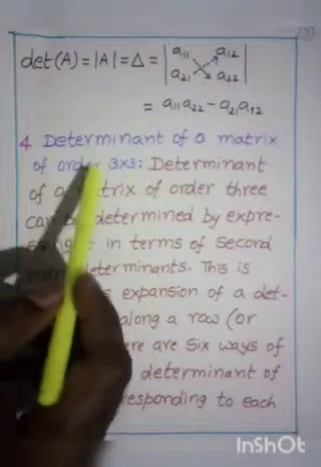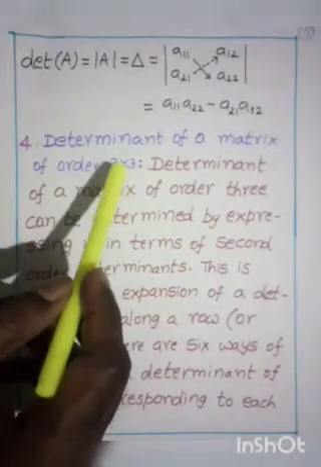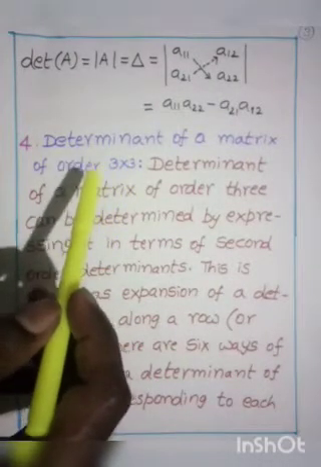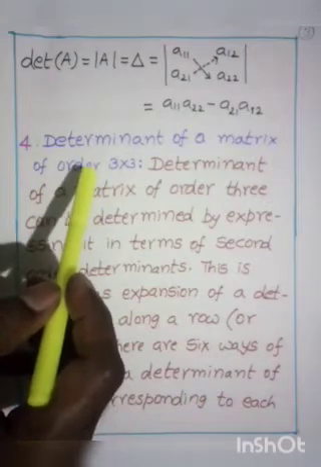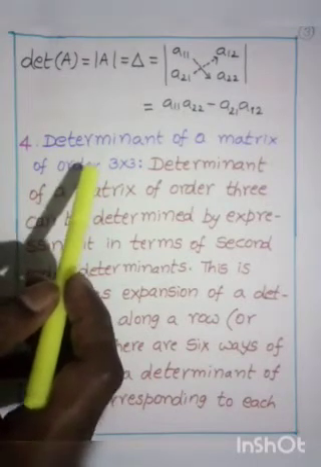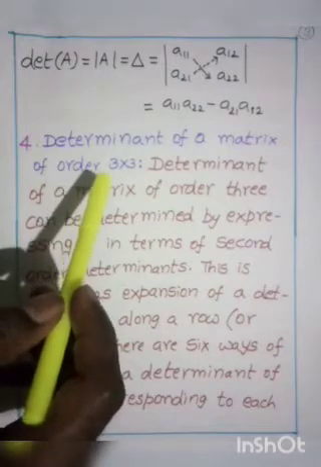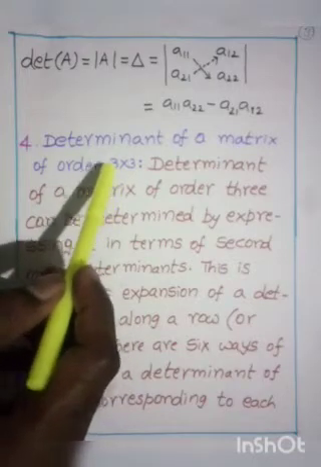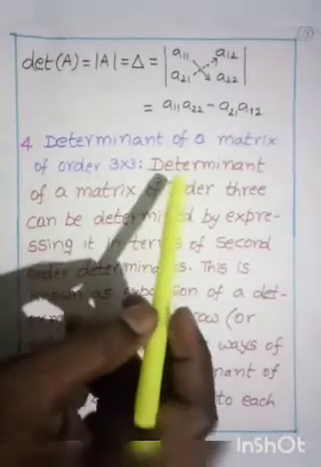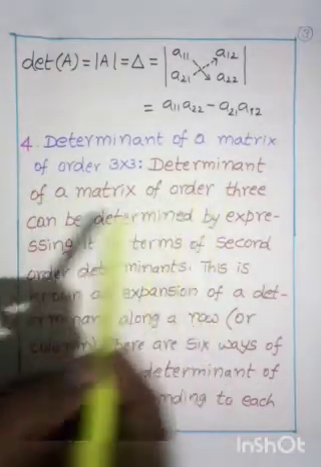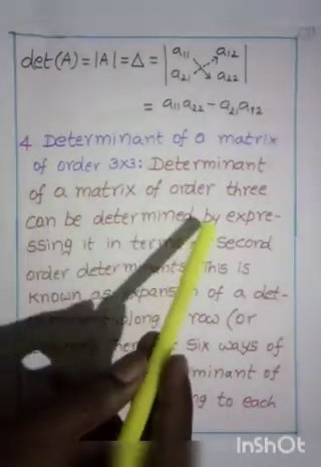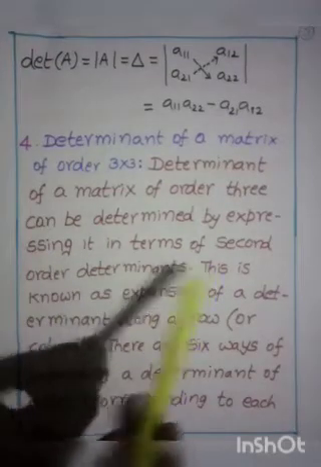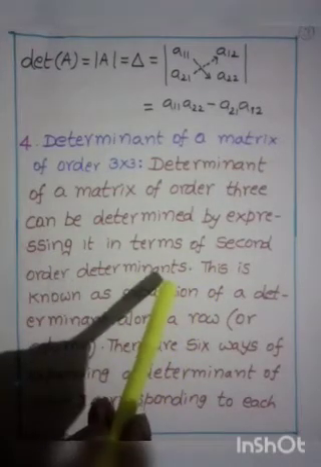Now come to the next point: determinant of a matrix of order 3 by 3. In our syllabus, we find the determinant of a square matrix of order 1, of order 2, and finally of order 3 only. Now let us take this point: the determinant of a square matrix of order 3 can be determined by expressing it in terms of second order determinants. You have already found second order determinants.